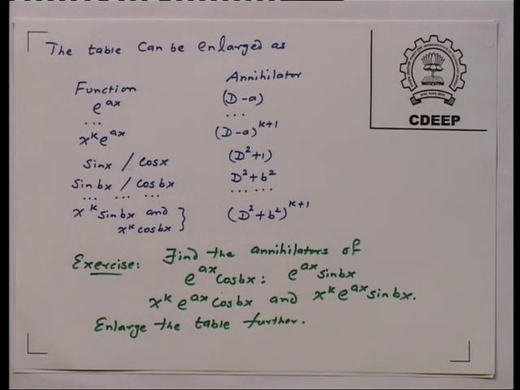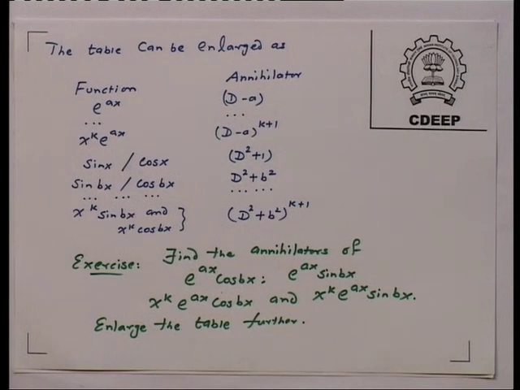Because when you have a trigonometric function, you simply write it as a linear combination of complex exponentials and you are finished. And you use the rule that if y1 and y2 are annihilated by P1 and P2 respectively, then y1 plus y2 is annihilated by the LCM. So if I have annihilators for y1, y2, y3, y4, you take the LCM of the individual annihilators, that's it. So if you want, just for convenience, you can enlarge the table: sin bx, cos bx, annihilator D squared plus b squared; x to the power k sin bx, x to the power k cos bx, (D squared plus b squared) to the power k plus 1.